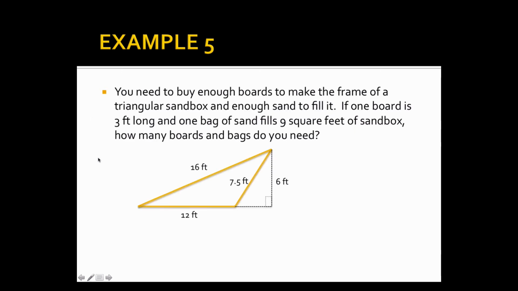Last one. I lied. This is the last one. For some odd reason, we're making a triangular sandbox. Who has a triangular sandbox? Nobody. They're either rectangular, square, or turtle shaped.